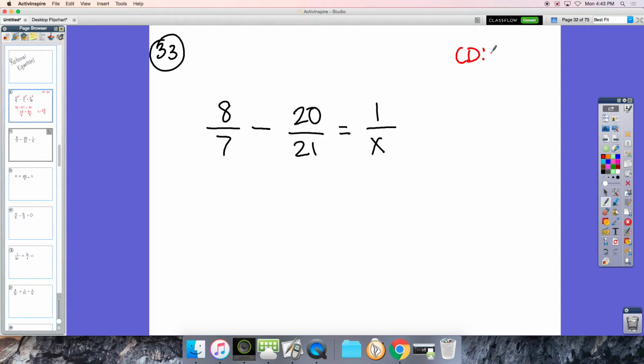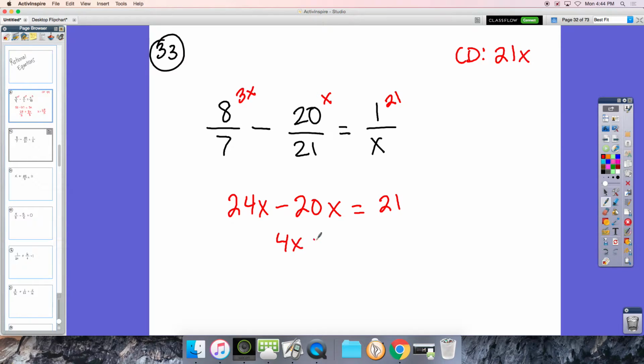Our common denominator on this one is 21x. You would multiply 7 by 3x in order to get 21x. You'd multiply 21 by x, and you'd multiply x by 21 in order to get 21x across the bottom. 8 times 3x is 24x minus 20x equals 21. Go ahead and solve that. We have 24x minus 20x is 4x equals 21. Then just solve for x. X equals 21 over 4.